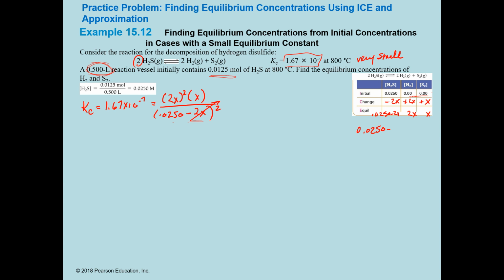0.0250 minus 2 times 1.67 times 10 to the minus 7 is still going to be 0.0250. So that's why I can use the approximation for that, and I don't have to go through all that extra math because it doesn't make any difference anyway.